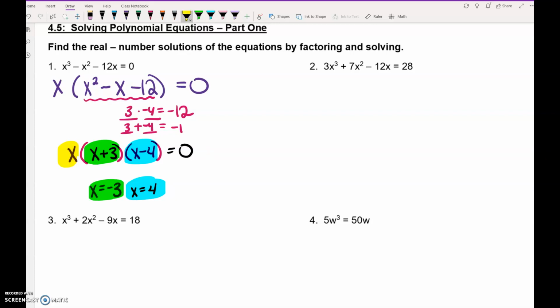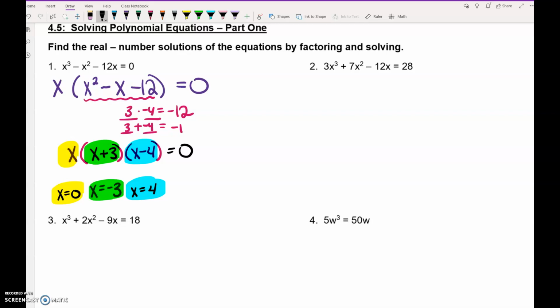For the yellow piece, 0. Oh, so smart. Okay? If the yellow piece is 0, 0 times anything is 0. If the green piece equals 0, it'll make the whole thing 0. If the blue piece equals 0, the whole thing is 0. So your 3 solutions come from putting each of those equal to 0 and figuring out what x needs to be.